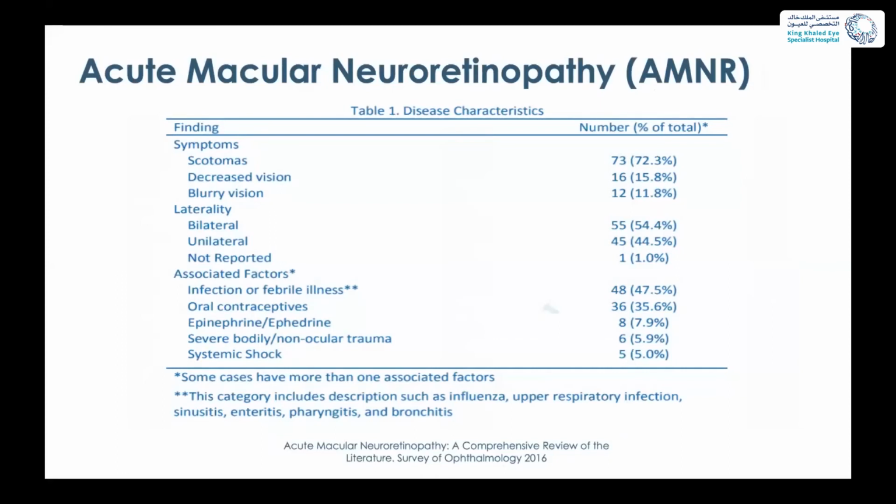Usually more than 73% of these patients present with scotoma, and more than 54% bilateral. And the risk factor for these patients is around 50% with infection and fever, and also it can present with trauma, especially non-ocular trauma, like our patient who had compressive chest trauma.